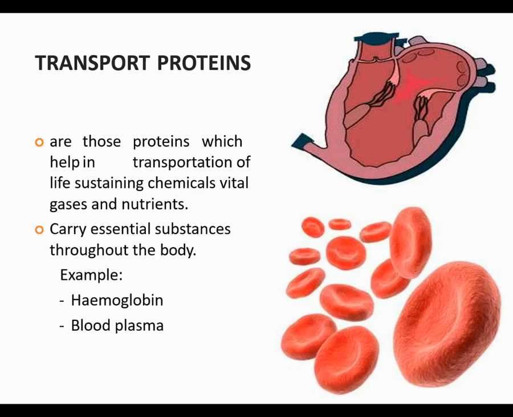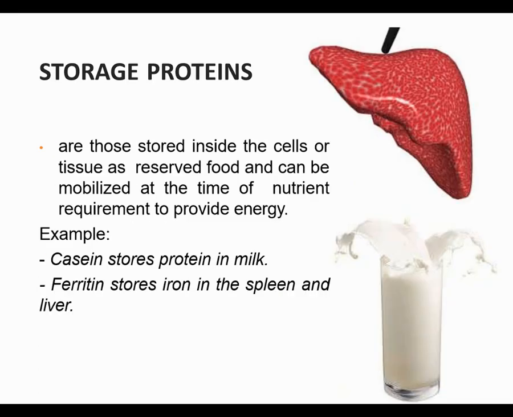Okay, and then you also have blood plasma that contains lipoproteins that carry lipids from the liver to other organs. Okay. Another function is storage protein. So these are actually stored inside the cells of the tissues and function to serve as food that can be utilized over time when it is needed to provide energy. So an example of that one is casein, which is a storage protein in milk, and ferritin that stores iron in the spleen and liver.